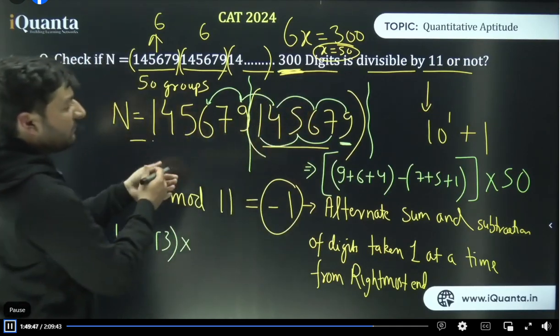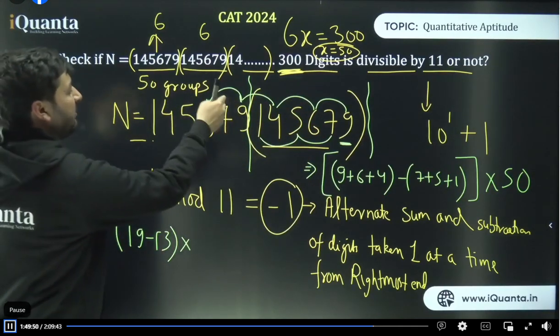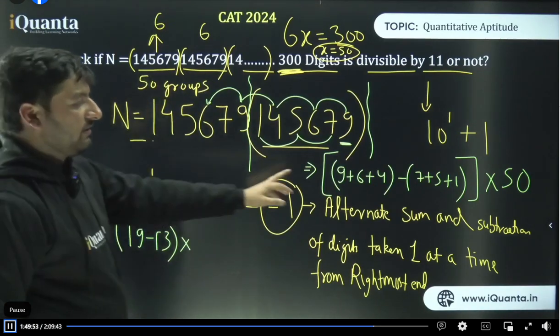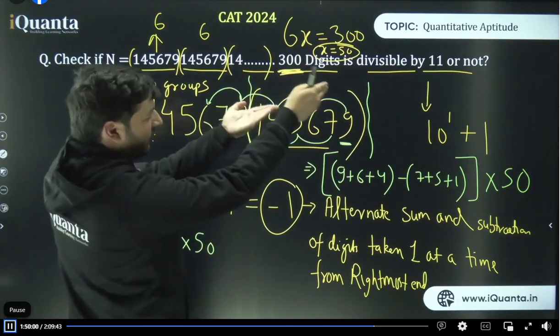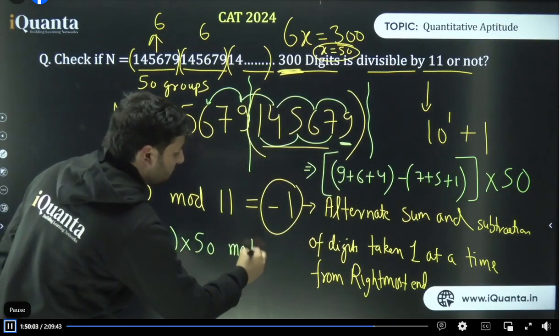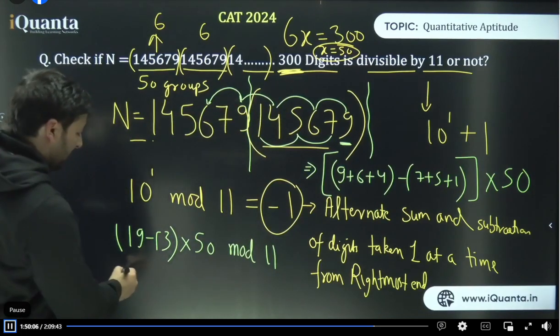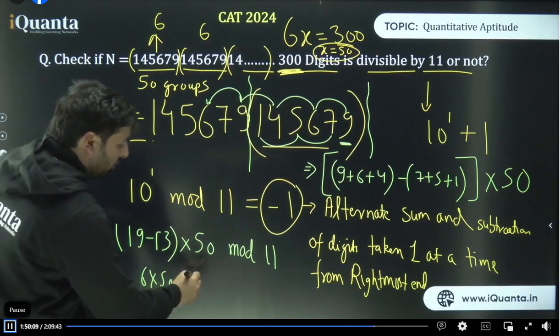But this is going to repeat for every other group, because again I am getting 9 6 4, then minus 7 5 1. Then 9 6 4 7 5 1. Right? There are 50 such groups, and ultimately I have to divide this entire thing by my original divisor, which was 11. So I'll get 6 into 50 mod 11.